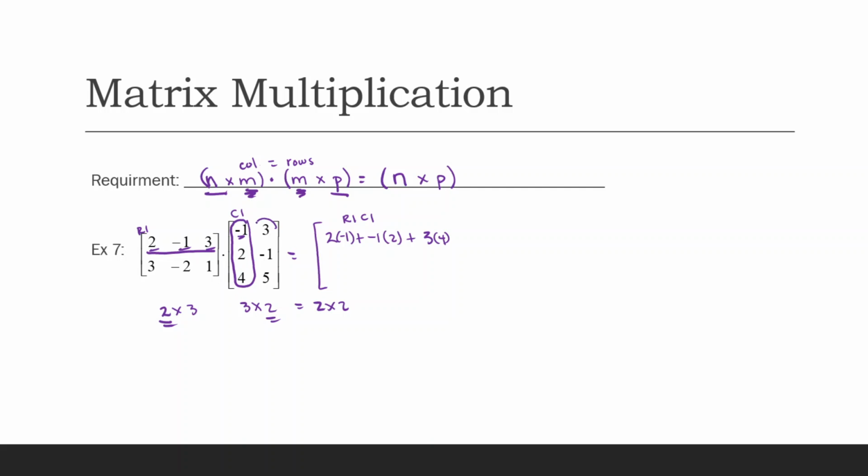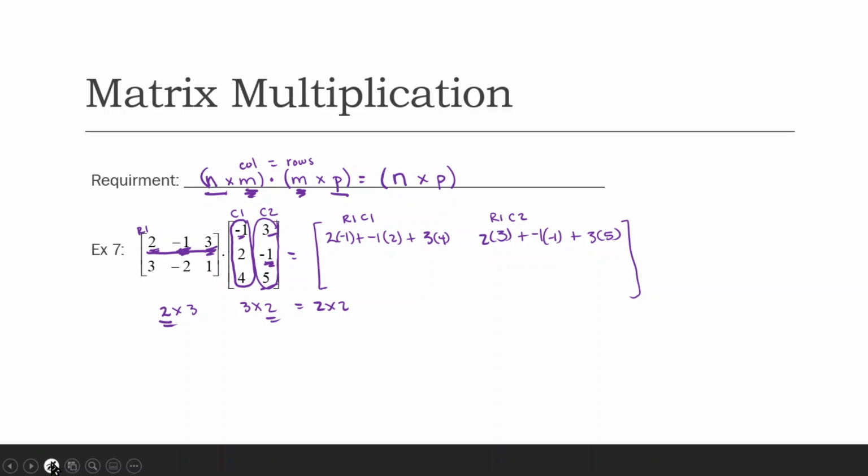Okay, then I move to the next column. So I'm going to do row 1 by column 2, but we do the same thing. I'm going to do 2 times 3. Then I'm going to do negative 1 times negative 1. And then we'll do the 3 by the 5. And then we add those together. And now I've multiplied row 1 by both columns. If there were more columns, I would just keep going.